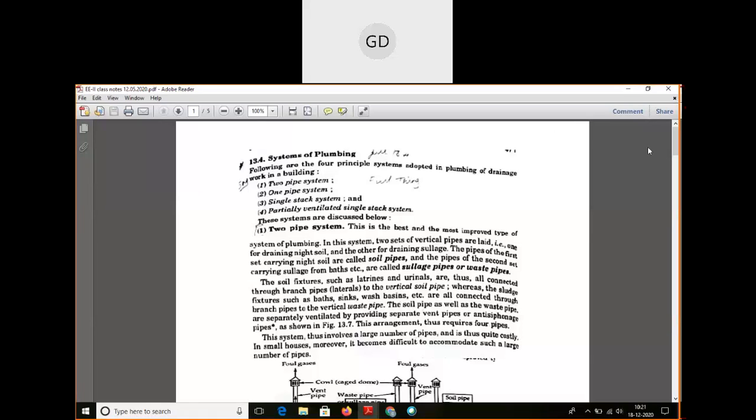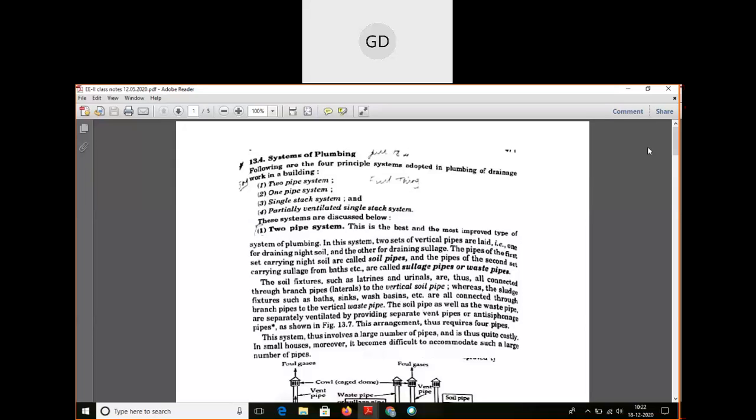But before that, let me complete this one. After your house plumbing system, we have discussed what is a trap and the different types of traps; we have almost studied that in the last class. So next is your systems of plumbing, okay? There are four principal systems that are adopted in plumbing of drainage work in a building.